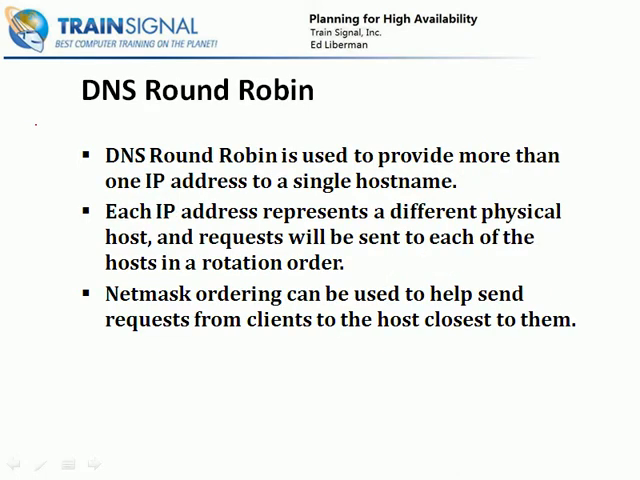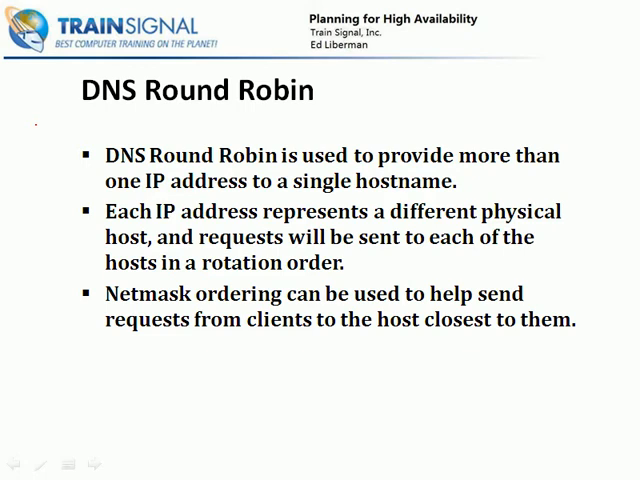Now let's take a look at some of the ways that we provide this high availability. The first one I have listed here is something called DNS round robin. DNS round robin is used to provide more than one IP address to a single host name. Each one of those IP addresses represents a different physical host, or a different physical computer, or we could say physical server. And then the requests from the clients will be sent to each of those hosts or servers in a rotation type order.